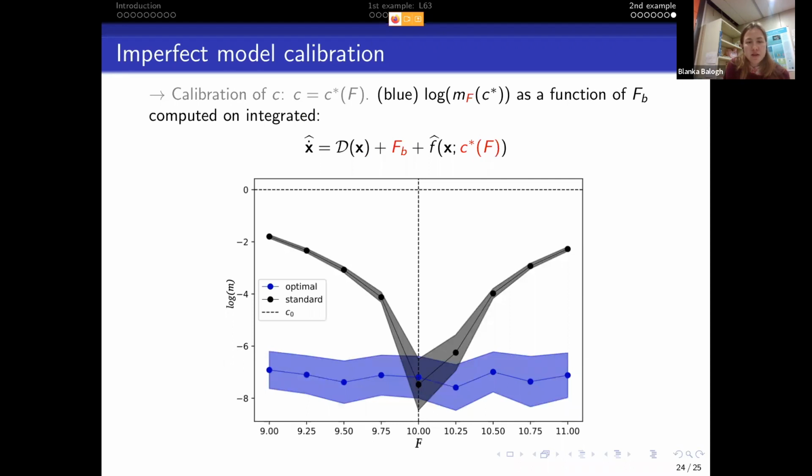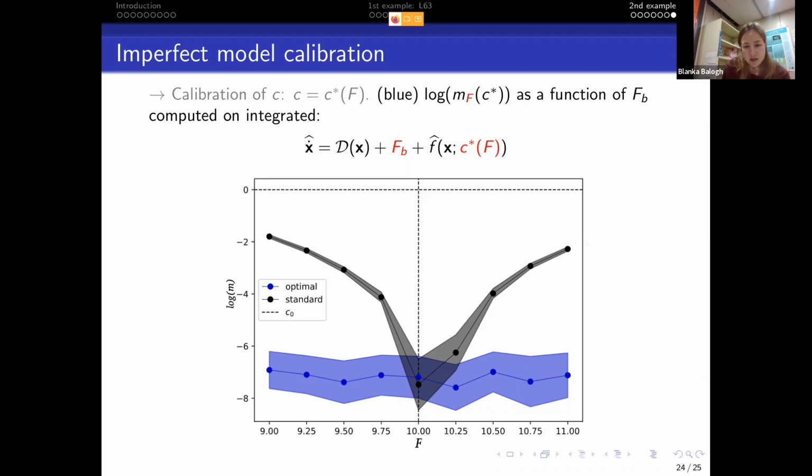But there is a second case that we can study where we allow the calibration of c. So for each value of F, we determine the optimal value of c. Then we generate an ensemble of 25 orbits to compute the value of metric M, and the result is represented by the blue curve.